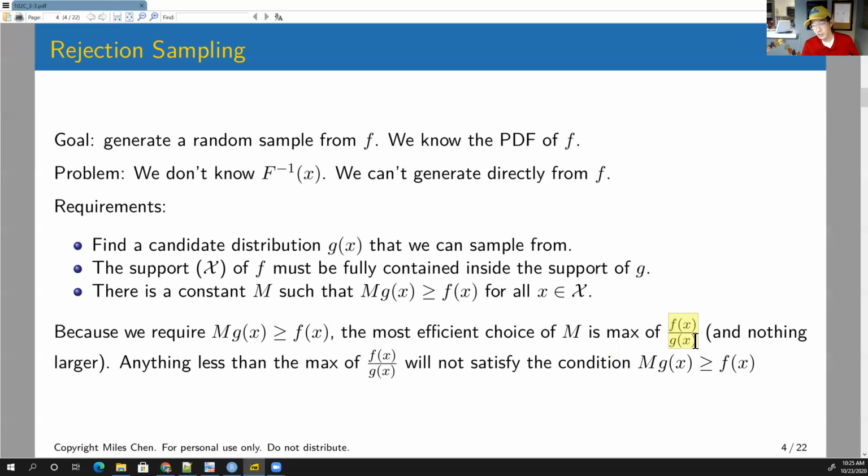Okay, so anything larger than that is an M that's too big. But anything less, an M that is smaller than the maximum of this, won't satisfy this condition.